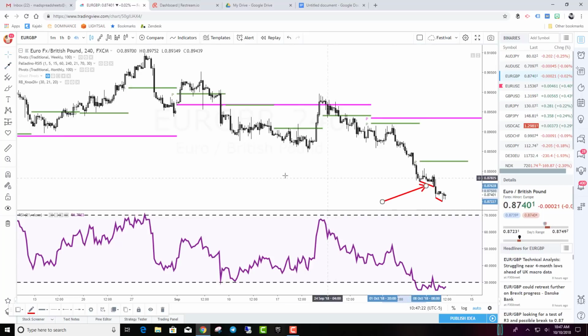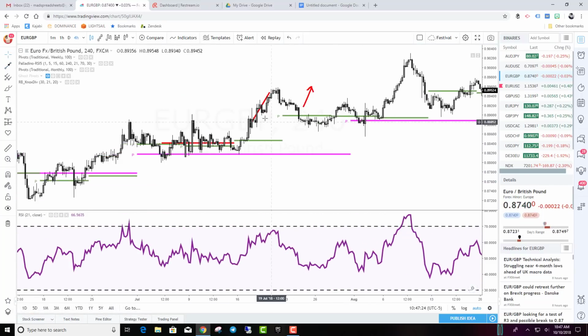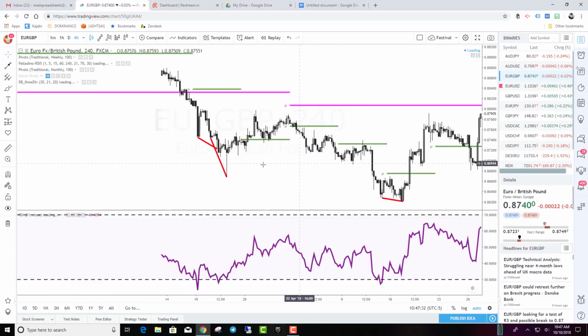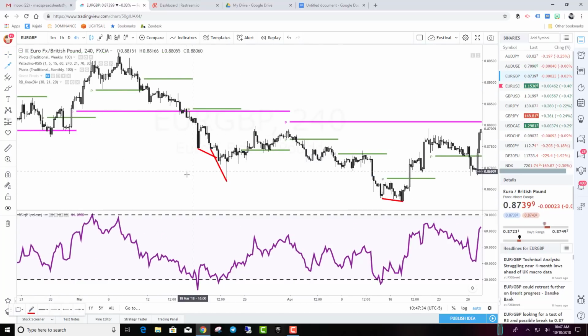The Euro British Pound is a little bit different. You can get a nice Knoxville divergence right away on the first go. Like right here, we see a bearish Knoxville divergence and then a drop. But generally, you need to see 3 of them. 1, 2, 3.